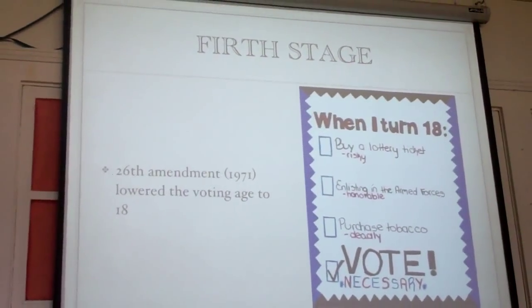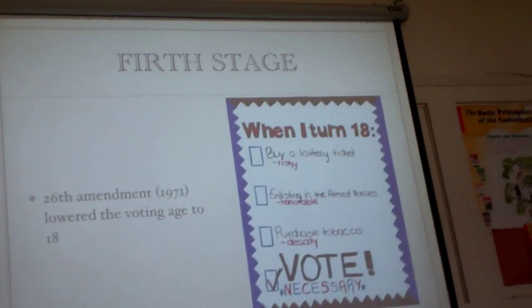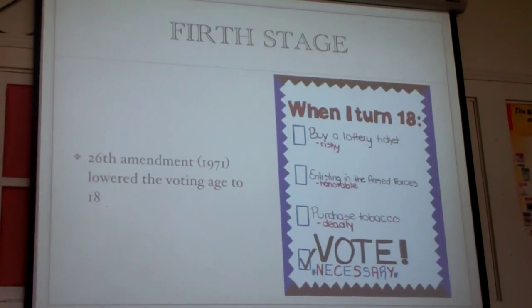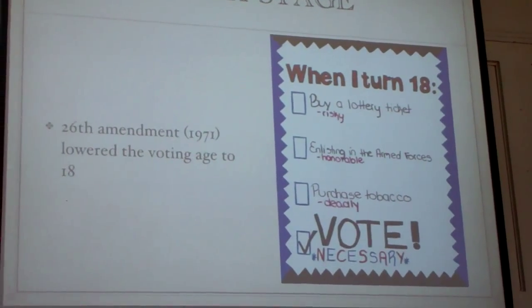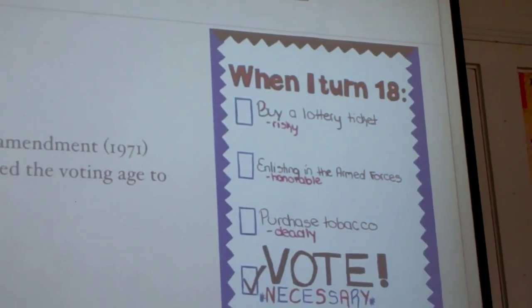The fifth stage, the 26th Amendment in 1971, lowered the voting age to 18. Whoa, slow down. That's a pretty cool thing, don't you think? Lowering it to 18? In a way it could be cool, but it could also backfire, because a lot of kids, like we said in the last chapter, are influenced by their parents' political party. They also sometimes get the wrong information. They're not even well informed sometimes.